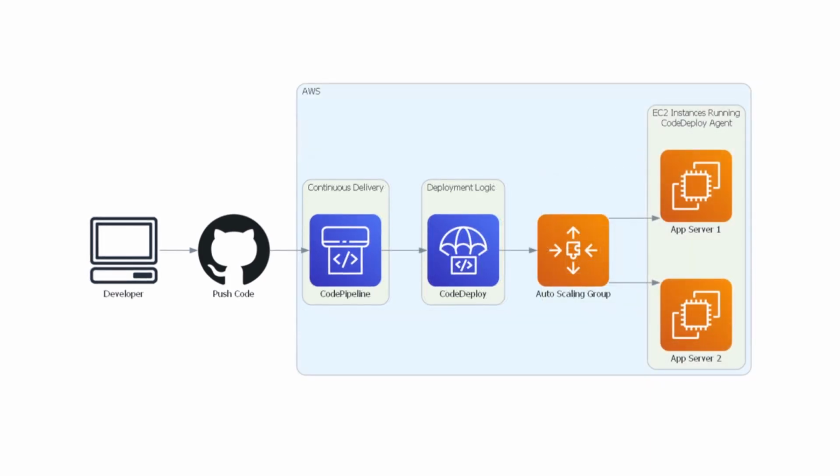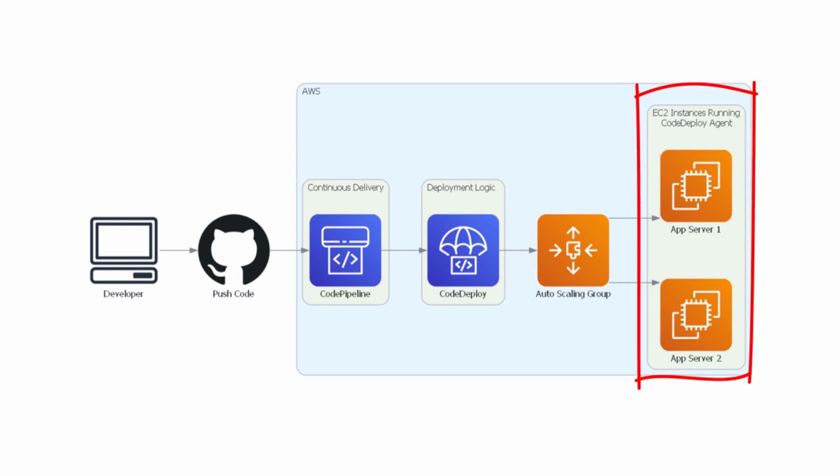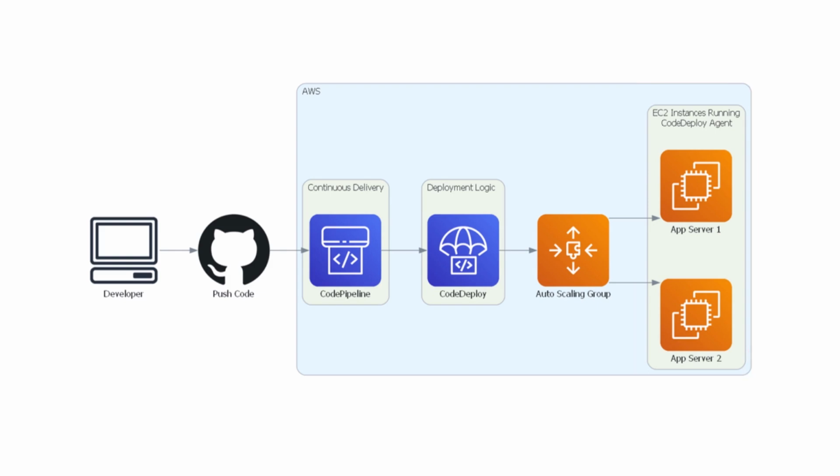This workflow represents a more sophisticated architecture that incorporates an auto-scaling group to manage the EC2 instances. All EC2 instances are part of an auto-scaling group, which ensures that the number of instances automatically scales up or down based on demand, traffic, or other metrics. CodeDeploy also plays a vital role here by deploying the code to the EC2 instances within the auto-scaling group.